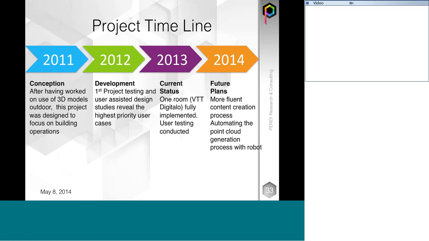Then in 2013, they implemented one room completely, at a high level, and then they've been conducting some user testing, and now they are in the process of expanding this in the building in question. They also are improving the tool chain to make it easier for the developer, and even removing the development steps in some cases by automation. In their case, they're using a robot to go around and scan the rooms and to generate a point cloud.